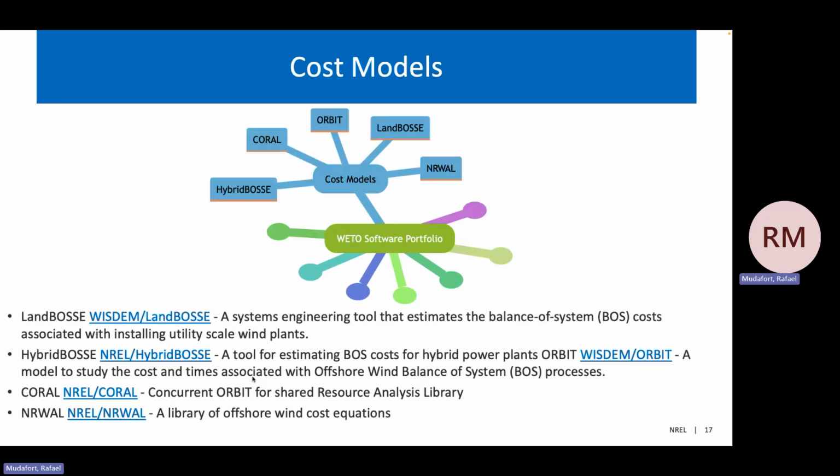Then we have a body of cost models, and this is a new-ish area with a lot of development going on. LandBOSSE and ORBIT-hybrid BOSSE are balance of system cost models for hybrid power plants and land-based wind energy systems. And then CORAL is a concurrent ORBIT for shared resource analysis. And then NARWHAL is a library of offshore wind cost equations. Again, these tend to be embedded with some of the systems engineering and design tools.